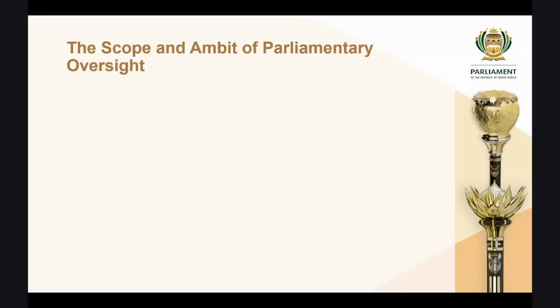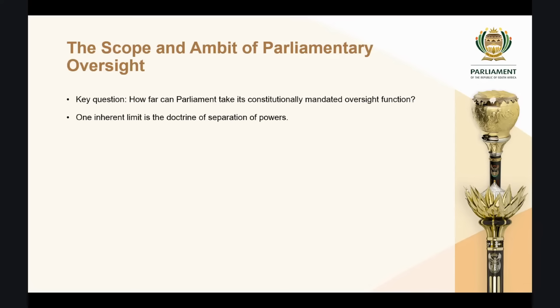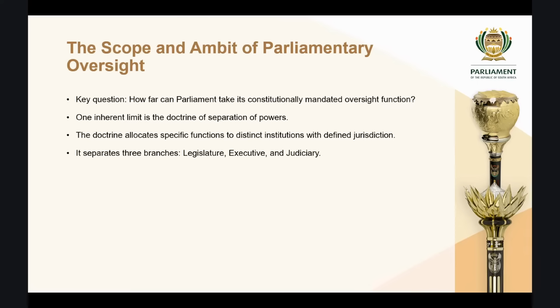So, Chairperson, we're going to talk about the scope and ambit of parliamentary oversight. And the key question there is, how far can Parliament take its constitutionally mandated oversight function? And one inherent limit, Chairperson, is the doctrine of separation of powers. And the doctrine allocates specific functions to distinct institutions with defined jurisdiction. It separates three branches, which is the legislature, parliament, the executive, and the judiciary.